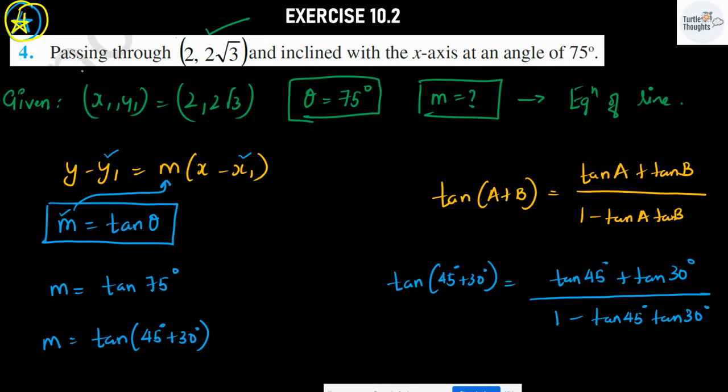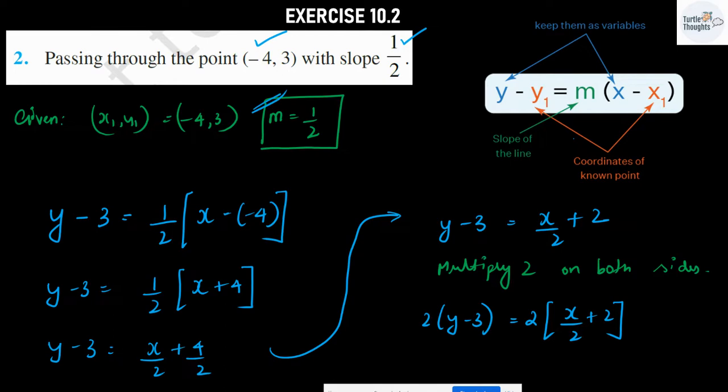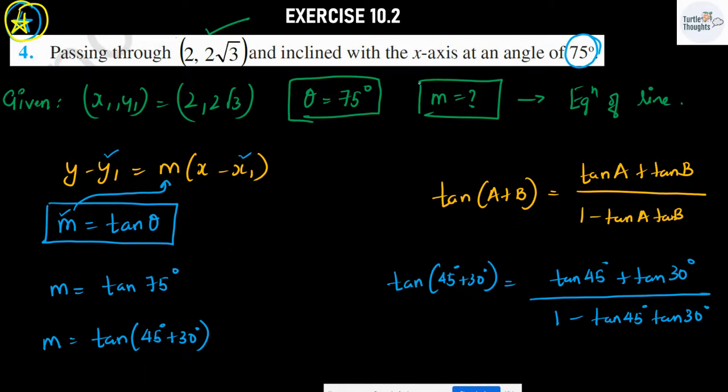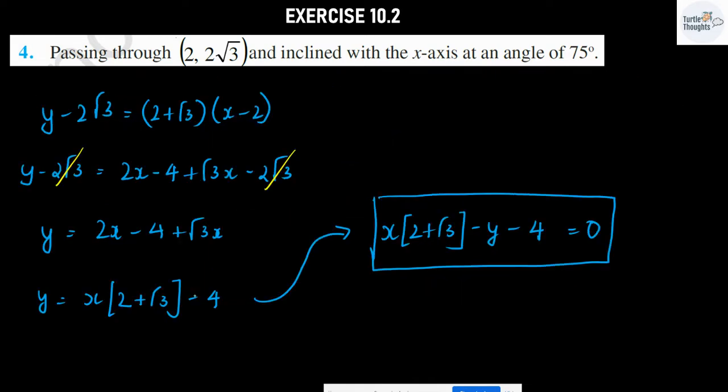Here they are asking the equation of a line passing through a point and which is inclined at an angle of 75 degree. The only difference between the previous questions and this question is that in the previous question the value of m was given to us already, but in this question the value of m is not given. In order to find the value of m, we can make use of the formula m is equal to tan theta. Theta is given, you substitute the value of theta, you will be getting the value of m. Once you get the value of m, you can substitute the same in the equation to get your final answer.